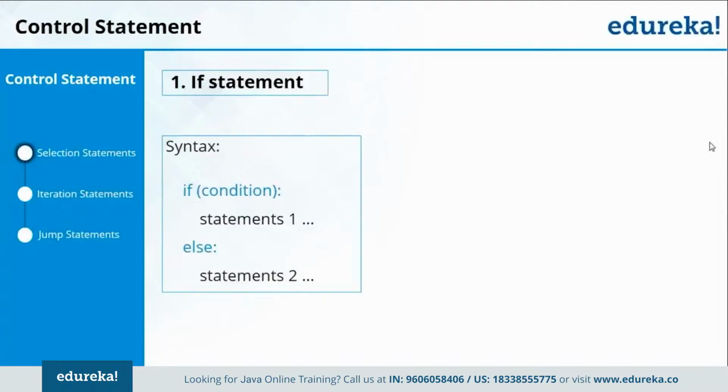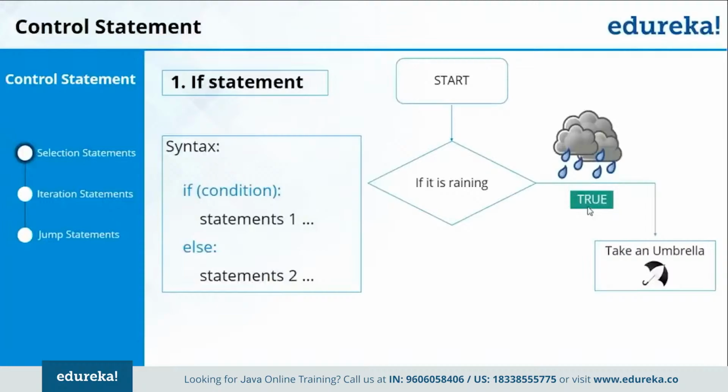So I'll just give you an overview of how the if else works. So you always start your program and then you check whether it is raining. Now if it is found to be true, that is if it's raining, then you need to take an umbrella. But if it's not true, then you're going to go play football. So are you clear with respect to how an if else statement works?